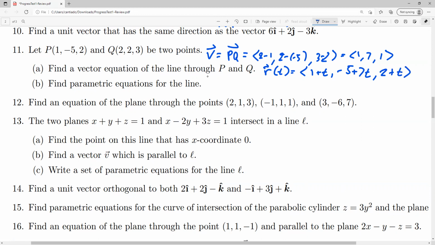So again, x naught, y naught, z naught, I just picked the point P. You can pick the point Q. It's the same line, right? So this is the vector equation form. If you want it in parametric equation, it's just this. Let L be the r of t, which is equal to this. x is equal to 1 plus t, y is equal to -5 plus 7t, and z is equal to 2 plus t. Right, very straightforward.